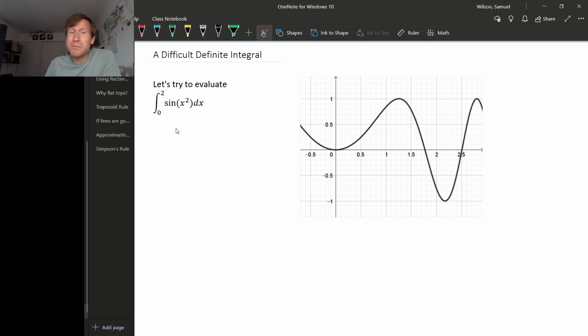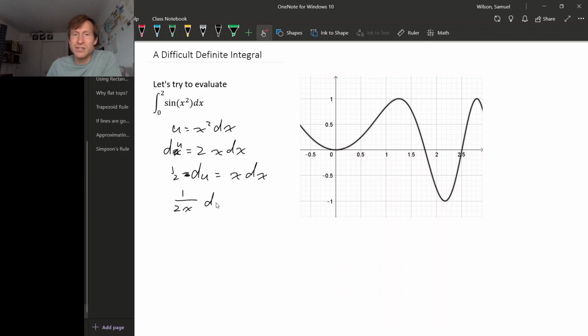I guess we could maybe try a u substitution where u is x squared, but this seems unlikely to do us much good, just because there's nothing outside of the sine function to work with. Normally, to do this sort of substitution, we would expect to have an x on the outside of the function, so that we could make du out of that x. We could try to push a little harder on this idea by also moving the x to the other side, so 1 over 2x du equals dx.